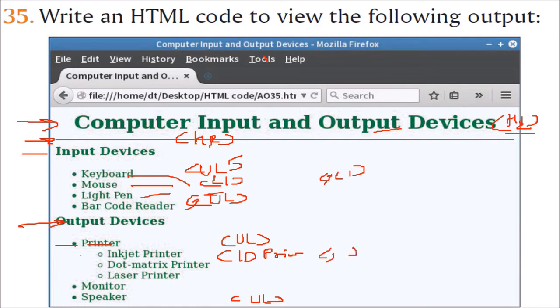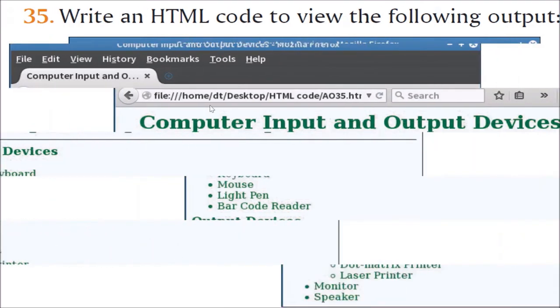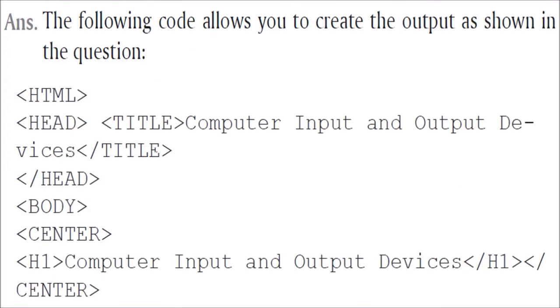But after this you have another list, so you have to start another unordered list here. Inside this you have to give type equal to circle, then list li, so 3 will be there, 1, 2, 3. Then you have to close this UL. Then you can carry on with what you have done already, the UL previously. So I'll show you the code.